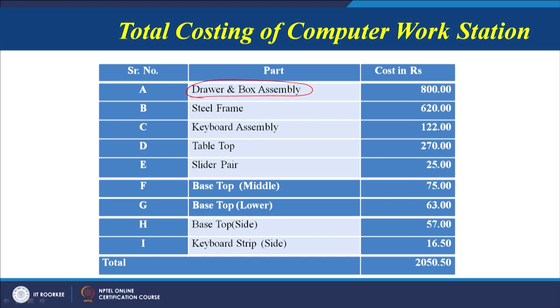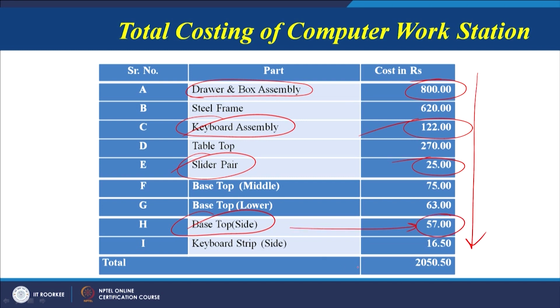So here we can see the cost distribution. Drawer and box assembly is rupees 800, slider pair is rupees 25, keyboard assembly is 122 rupees, base top slide side is rupees 57. All this adds up to 2050. So these are all the parts. From A to I, these are the 9 parts, whose cost is rupees 2050 and 50 paisa.